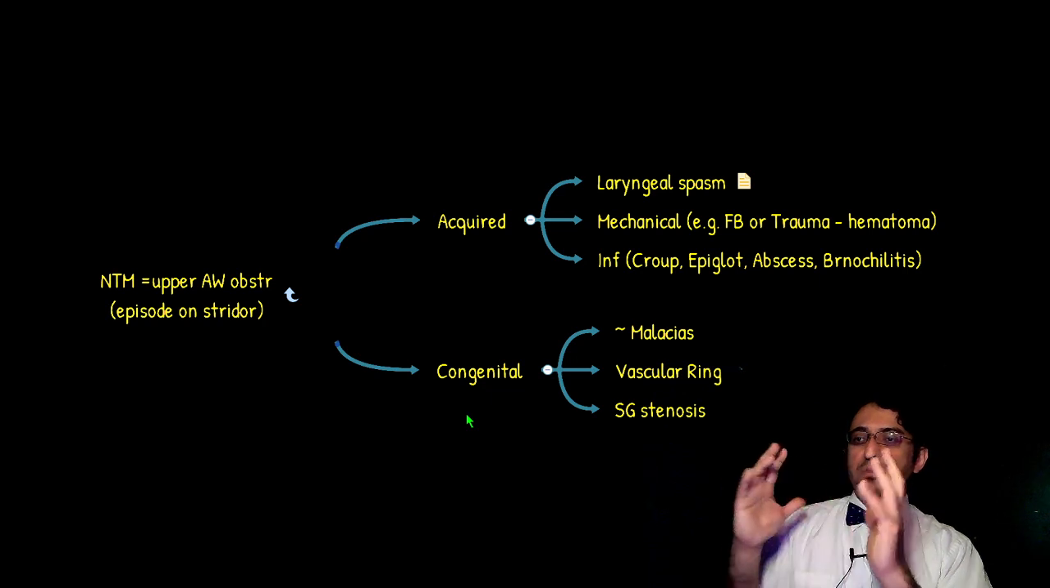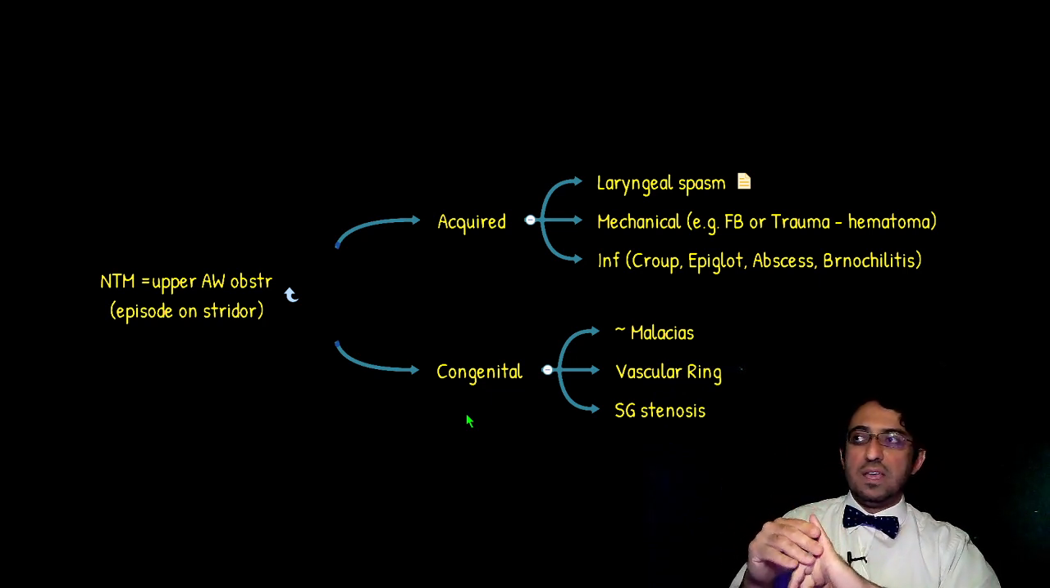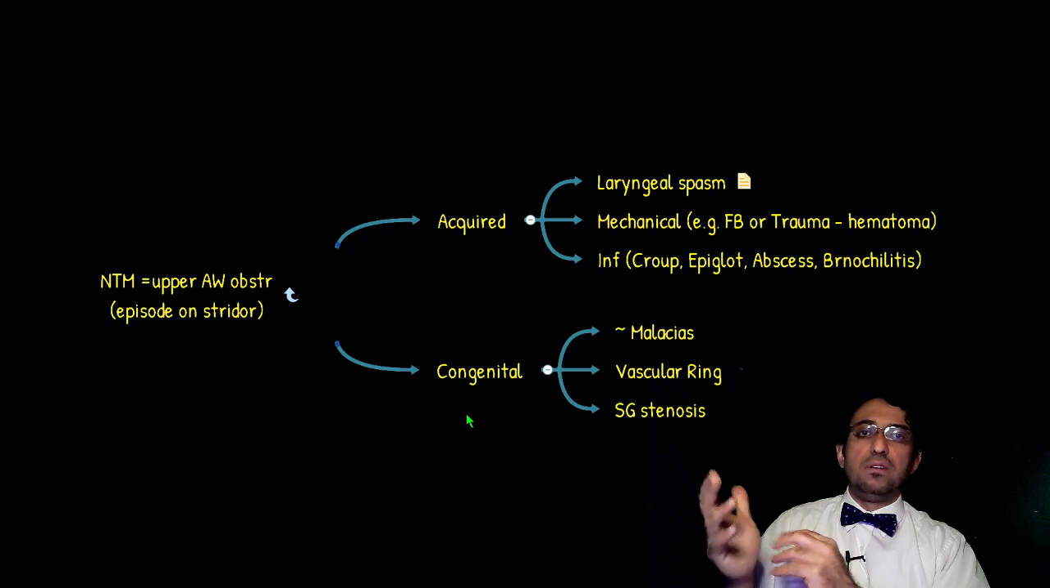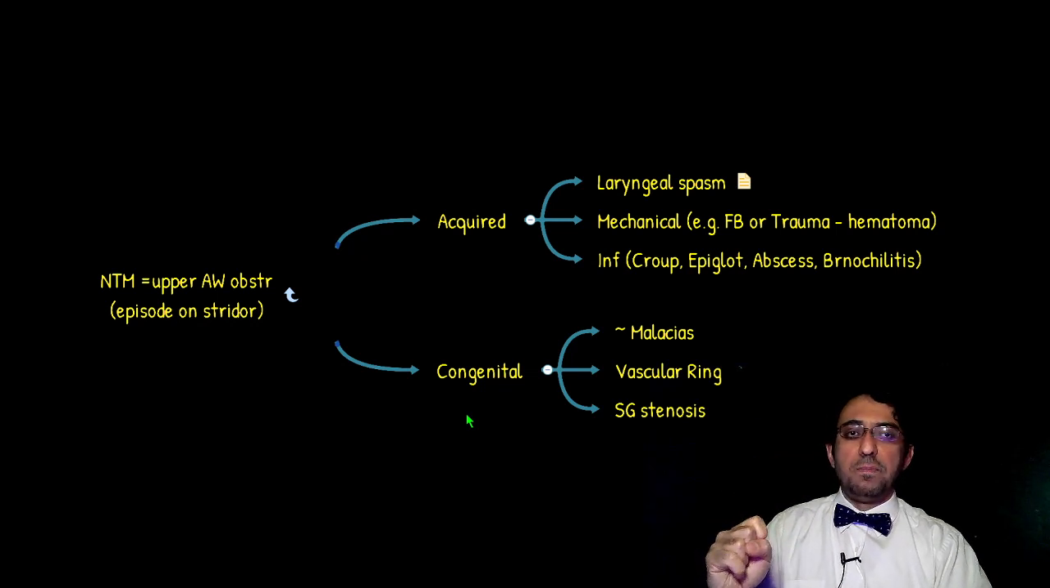For now, remember that the best way to formulate the approach to upper airway obstruction is to think if we are dealing with an acute or a chronic process, if we are dealing with an infectious or non-infectious etiology, and then also, in more depth, try to figure out the phase of the stridor. Is it inspiratory, is it expiratory, or is it biphasic? More on that in the episode on upper airway obstruction.